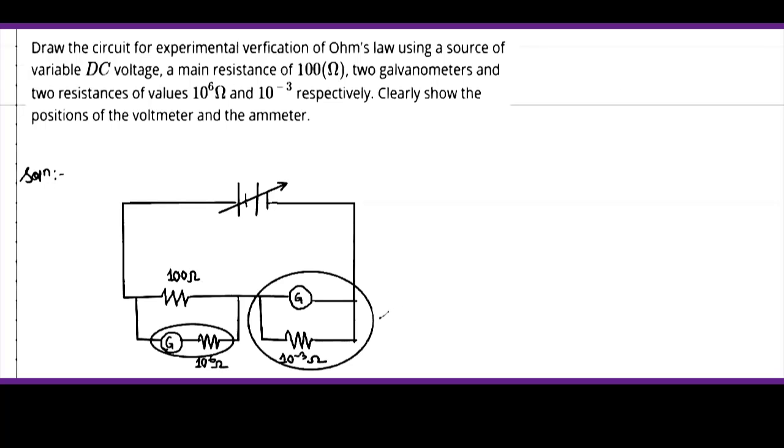If I name it, this will be your ammeter and this will be your voltmeter.